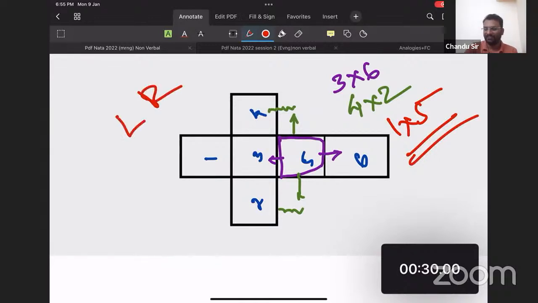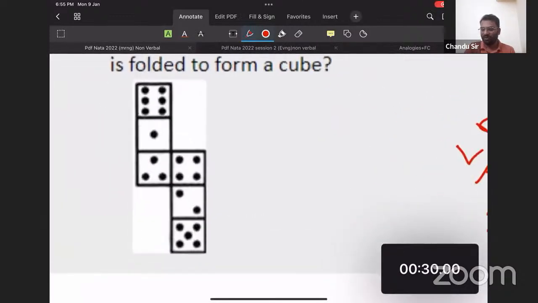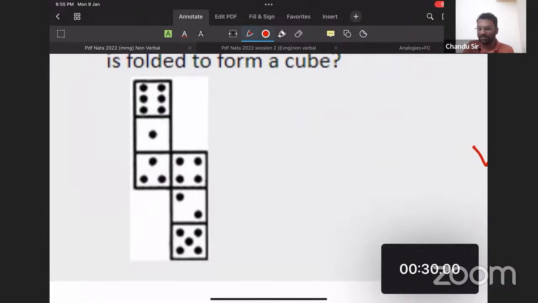This is the left, right, top, bottom method of finding opposite sides. If we have this method, we don't need to do anything like folding these dice in mind. You can skip that step and easily find the opposite side. But sir, how is left, right possible here? If left, right is not possible, simply go for top and bottom only.